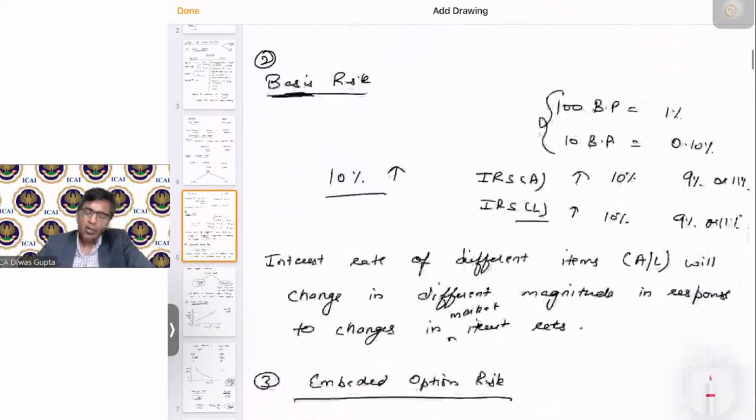Then second, we studied about basis risk. Gap exposure or gap risk is the risk of gap between assets and liabilities. Basis risk is the risk that if the benchmark rate increases or decreases by 1%, it is not necessary that all your assets and all your liabilities which are linked to the floating interest rate will also increase or decrease by 1%. That means the magnitude of change in the actual asset or liabilities related interest will be different to what the benchmark rate is. This is called basis risk.